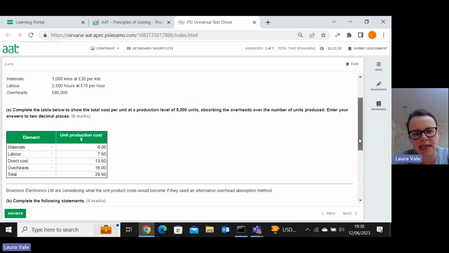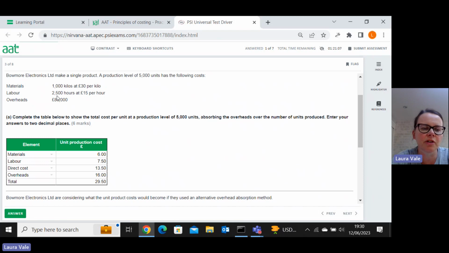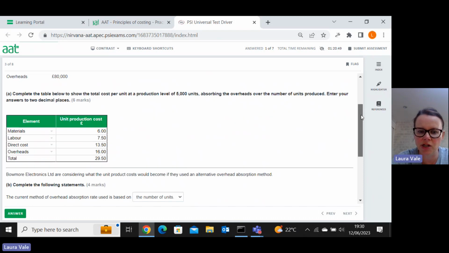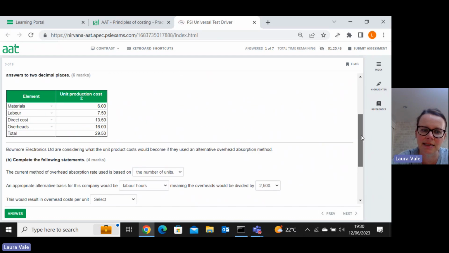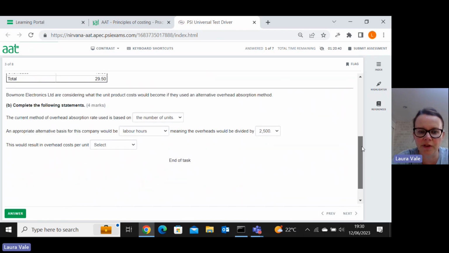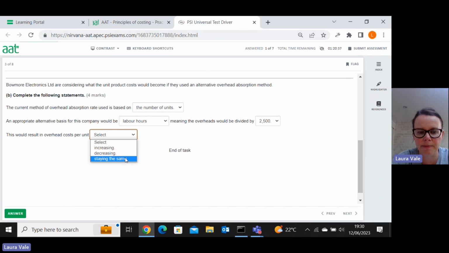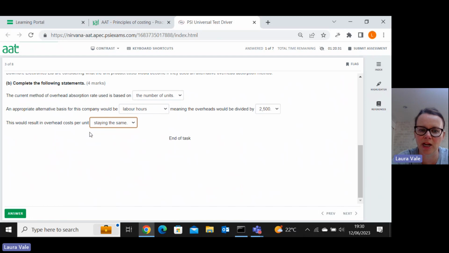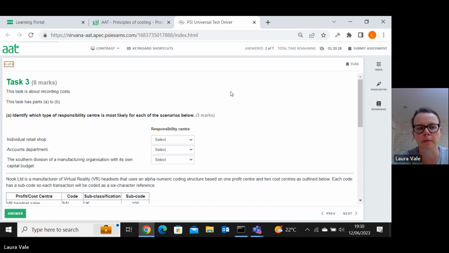How long does each unit take to make? Well, if I'm using 2,500 hours to make 5,000 units, each unit must be taking half an hour. So if it's £32 per hour, but I only need half an hour, each unit is still going to get £16 worth of overhead. That proves that it is still going to be the same. But as I said, the fact that it's a single unit being produced gives you a big clue to that.